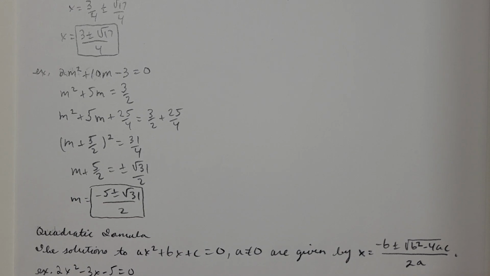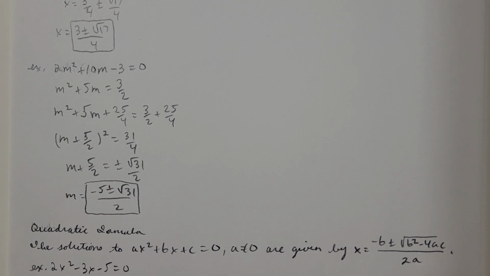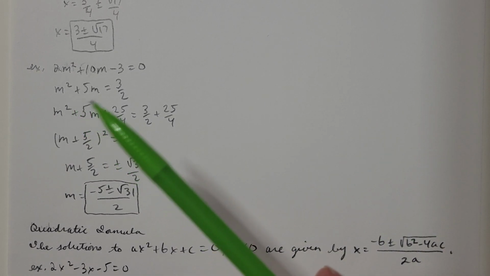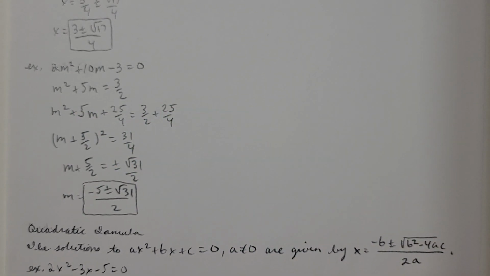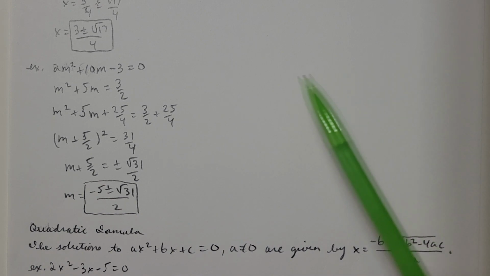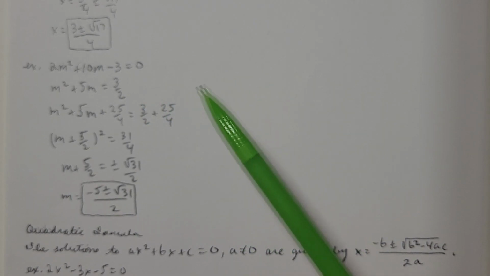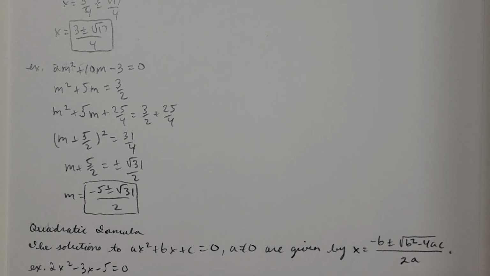Okay, so again, the first thing is we need a 1 in front of m squared. So I'm going to divide both sides by 2. I got m squared plus 5m minus 3 halves equals 0, and I'm supposed to add 3 halves to both sides. Okay, so again, those two things are just the setup for completing the square. I haven't done any completing the square yet. I'm all set up to do that now.